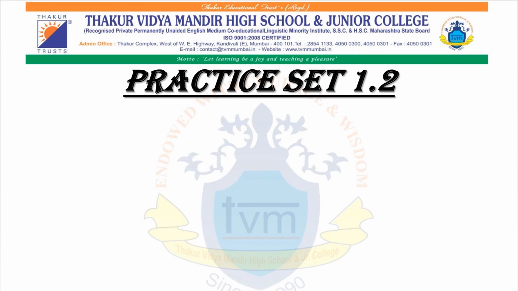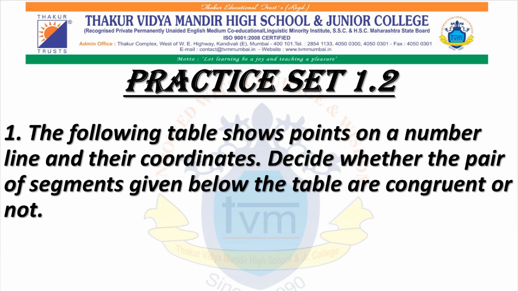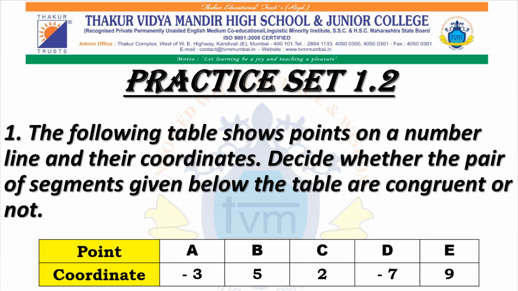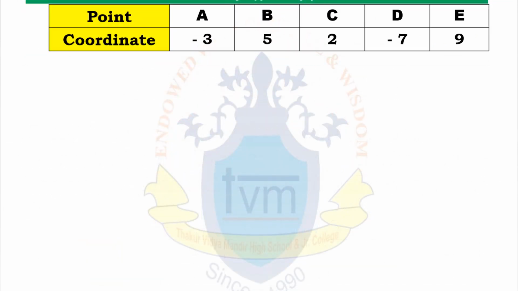Now we will see practice set 1.2. Here we have the first question. The following table shows points on a number line and their coordinates. Decide whether the pair of segments given below the table are congruent or not. You can see this table. It contains points and their coordinates. Using this table, we have to do the first sum, seg DE and seg AB. Here we have to check whether seg DE and seg AB are congruent to each other or not.